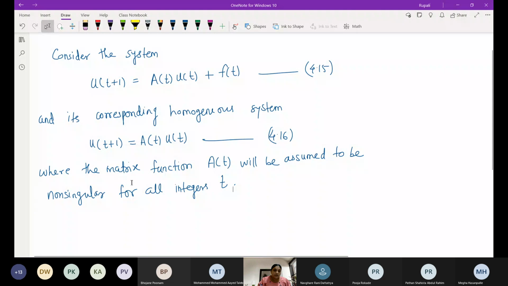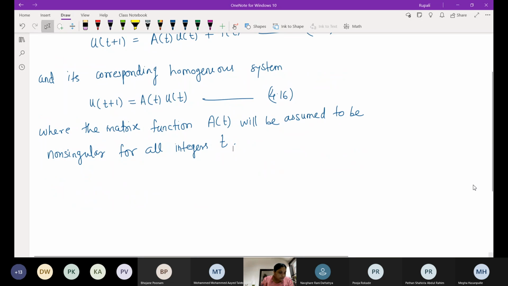When A of t is periodic, we will call that system a Floquet system. But before going to the Floquet system, let us know what fundamental matrices are and their properties, and then we will go to the Floquet system definition. So before going to that, we will define fundamental matrices first.